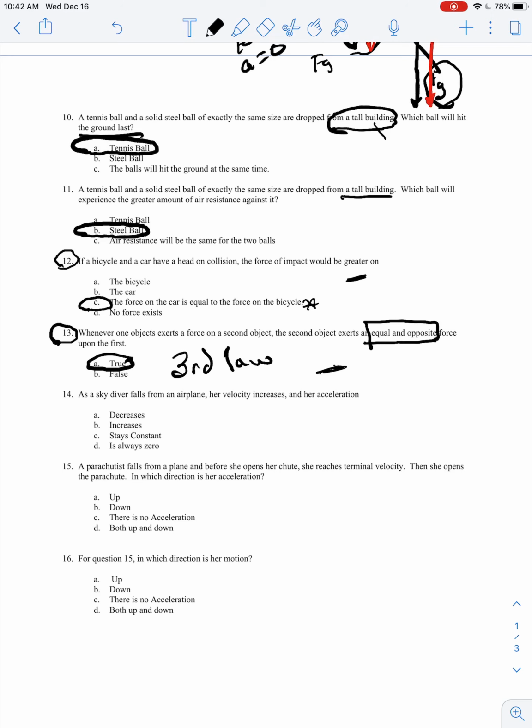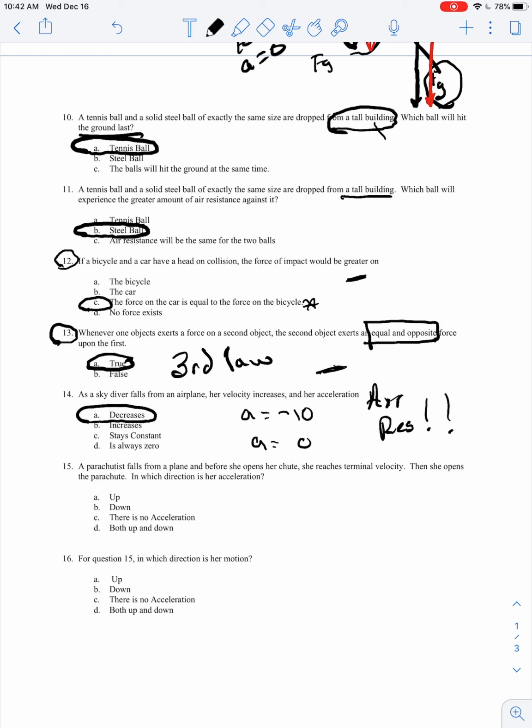Okay, we got skydiver. Now, air resistance, again, we can't ignore air resistance for a skydiver. Okay, a skydiver falls from an airplane. Her velocity increases and her acceleration decreases. Remember, we just talked about that. She starts off with a equals -10, and she eventually gets to a equals 0. Not speeding up anymore.